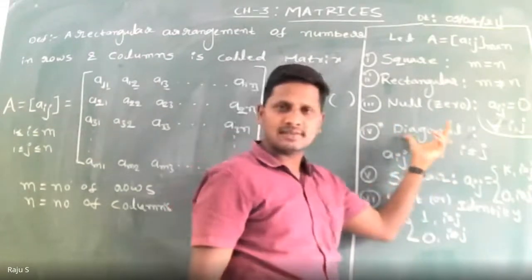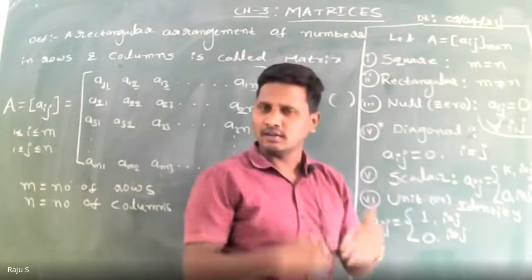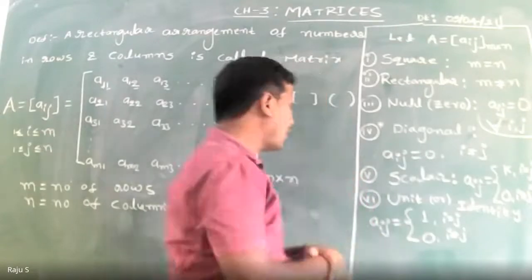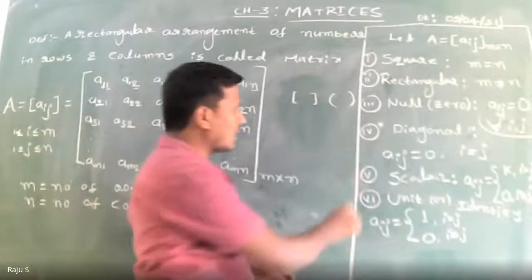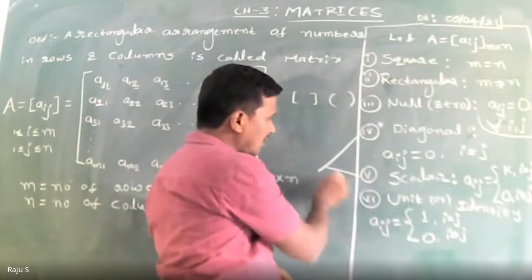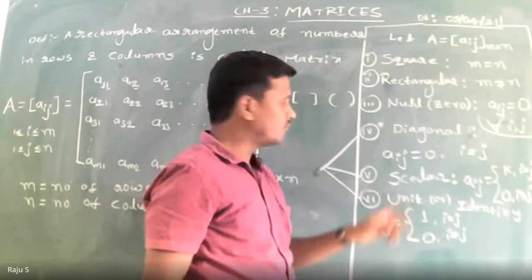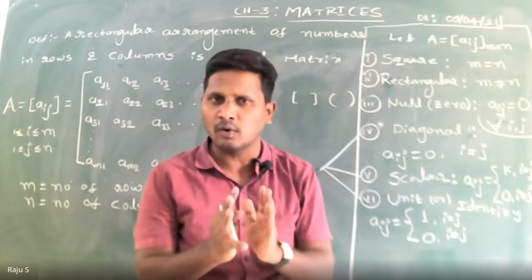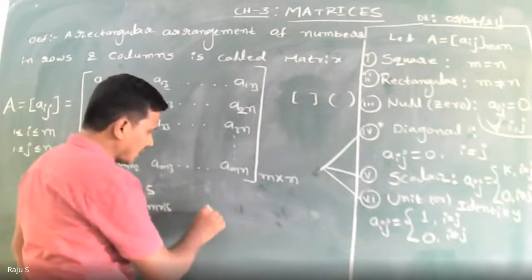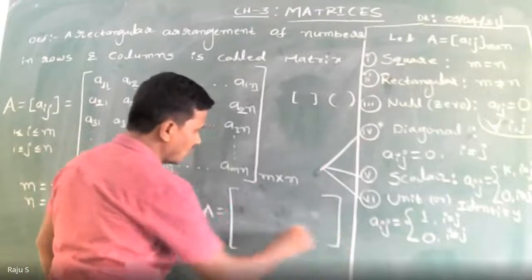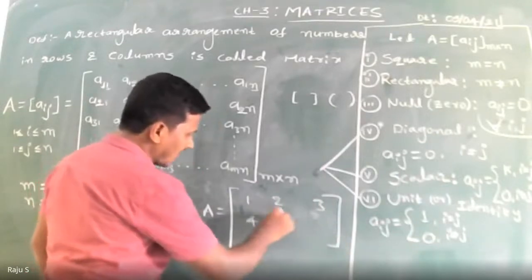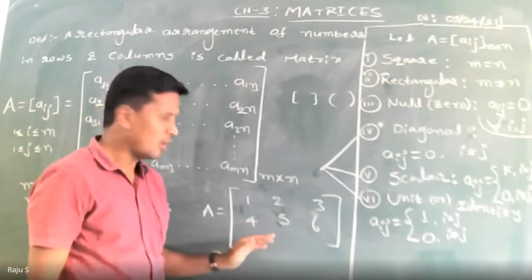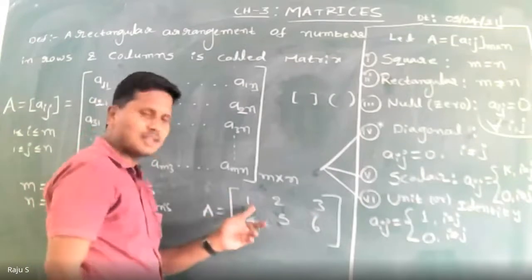The matrix is said to be a diagonal matrix when all non-diagonal elements are zero. For example, diagonal matrix, scalar matrix, unit matrix: these all are square matrices. The diagonal exists only for square matrices. For example, if I take A is equal to 1, 2, 3, 4, 5, 6, is it a square matrix? No, it is not a square matrix, so we cannot take that diagonal.